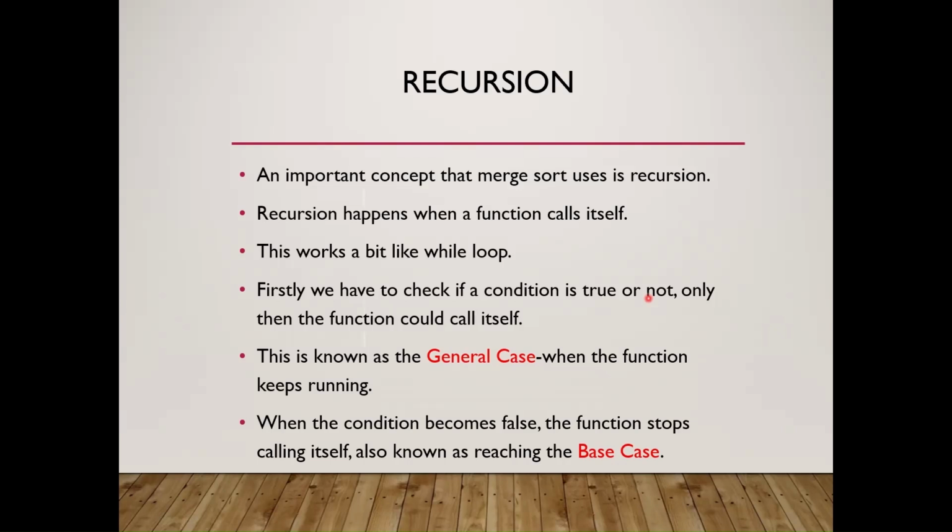Actually, it's called unwinding. First, when it is calling itself, it's called winding, and then when the base case is reached, the base case is when the condition becomes false, the function stops calling itself. That's called reaching the base case. So then we start unwinding.